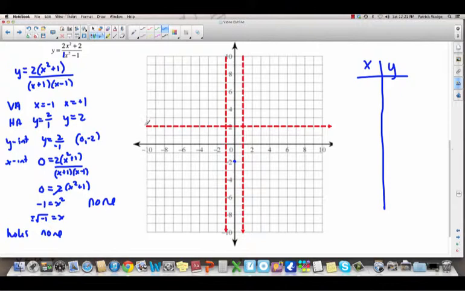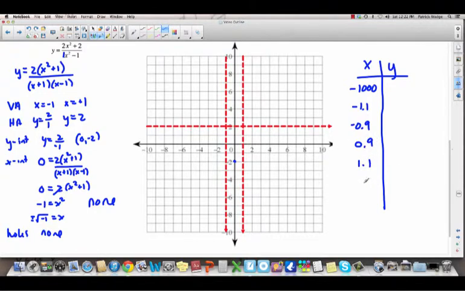We want to use a very big negative number. So how about negative 1,000? The next point we want to use is a point very close to this asymptote here, and this is at negative 1, so how about negative 1.1? And just a little bit on the other side, which would be at negative 0.9. Same here, we want a point on each side of this vertical asymptote, so that would be 0.9 and 1.1.